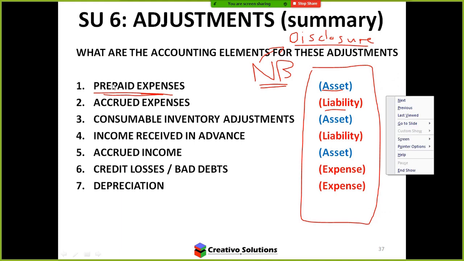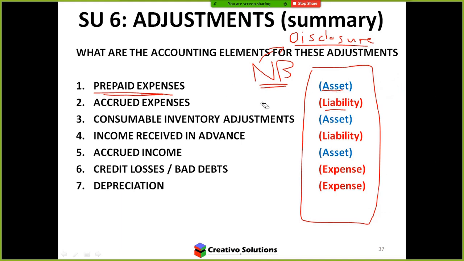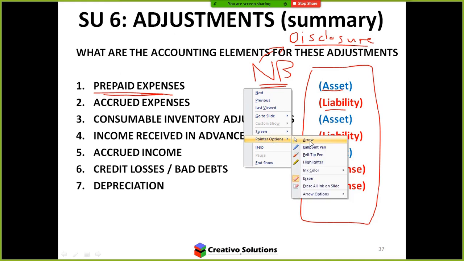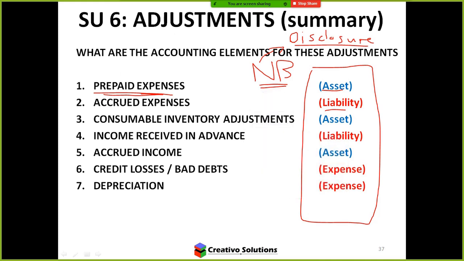Okay, so prepaid expense is an asset. Accrued expense is a liability. You're creating it because you're making the adjustment. Does that make sense? Okay. All right, so where are we going to show it? We're going to show it in the statement of financial position, because it is an asset. Yes. Right, and this you'll see when I show you worked examples later on.